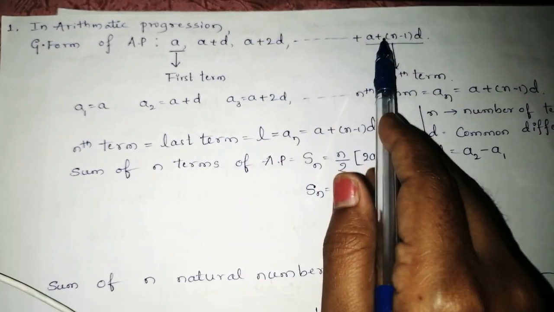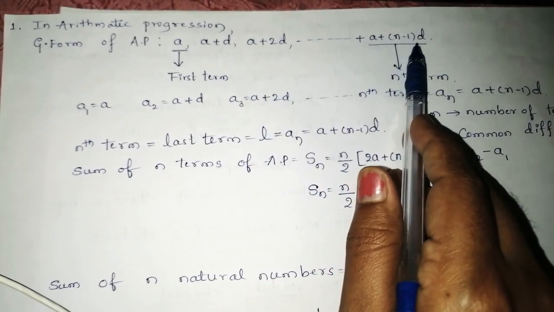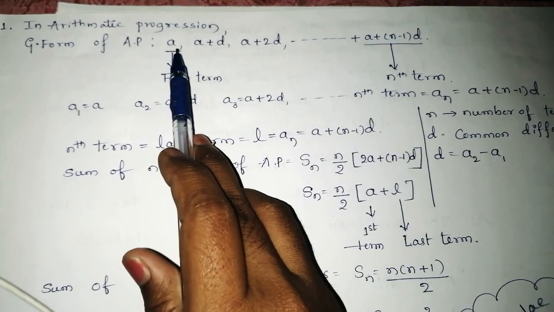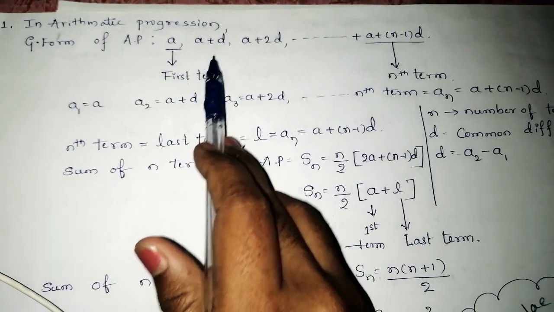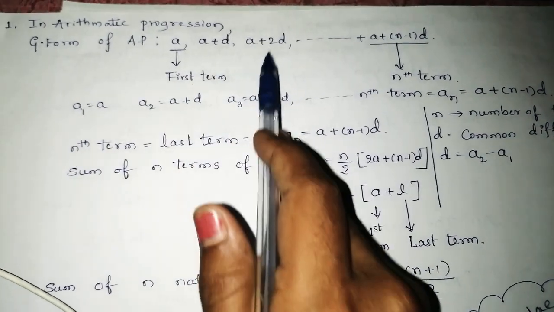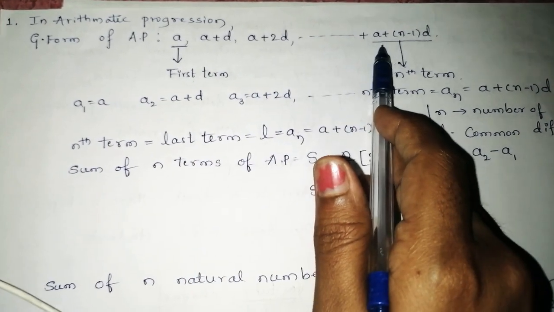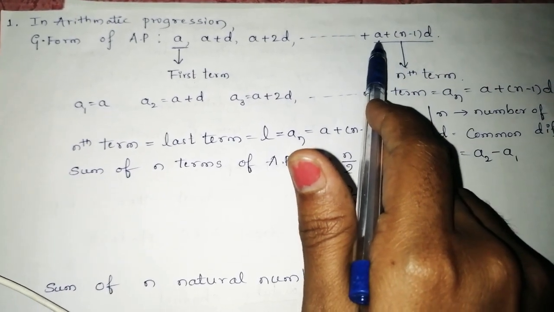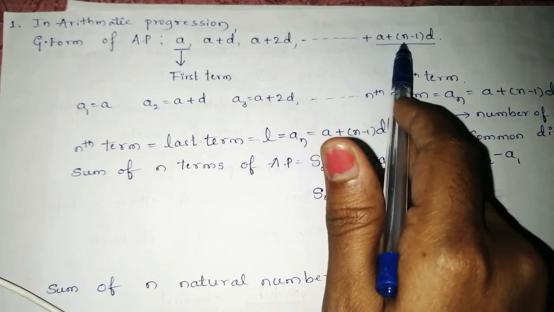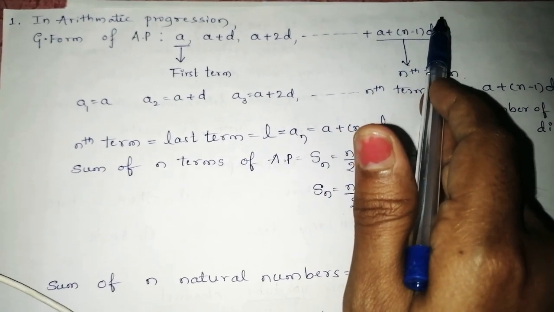2d, and so on to a plus n minus 1 into d. So you already know that a is the first term, a plus d is the second term, a plus 2d is the third term, and so on. And here the nth term of AP is denoted by an, that is a plus n minus 1 into d.